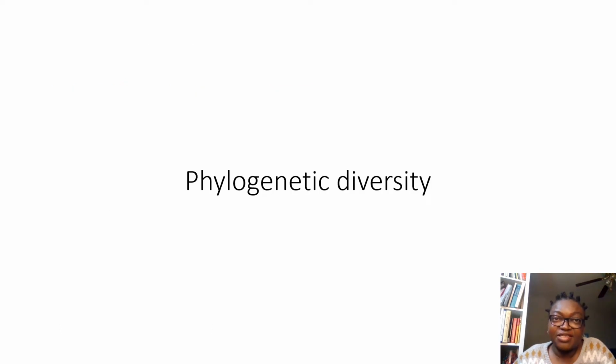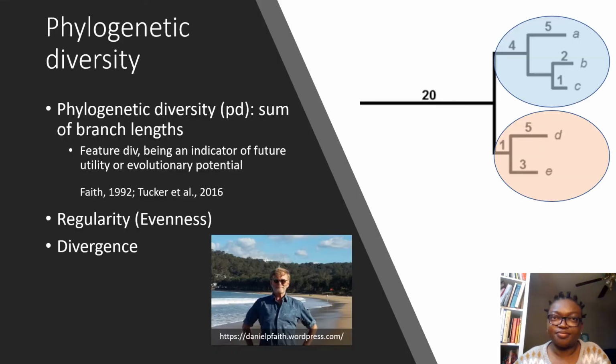Now let's briefly examine phylogenetic diversity. So phylogenetic diversity was invented and popularized by Daniel P. Faith in his 1992 publication that has now gathered over 3,500 citations. And in fact, what the metric does is that it quantifies the sum of branch lengths within a phylogenetic tree. So using this tree as an example, say that's community A and this is community B.